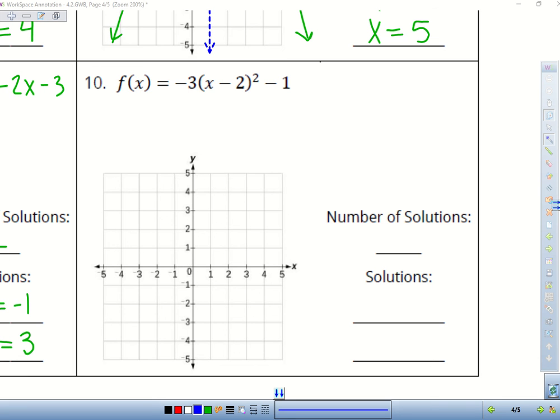So what form is this quadratic in? It's in vertex form, which means we already know the vertex. Good, we do know the vertex. And what is the vertex? 2, -1. Good. So we're going to plot that. 2, -1. And I know that my axis of symmetry would also have to go through this.